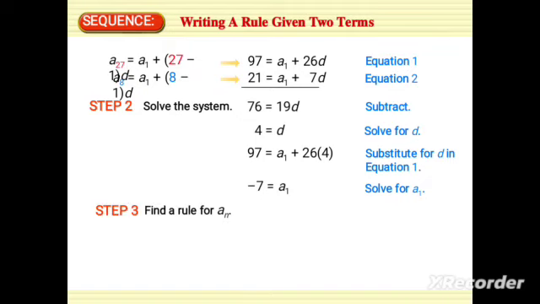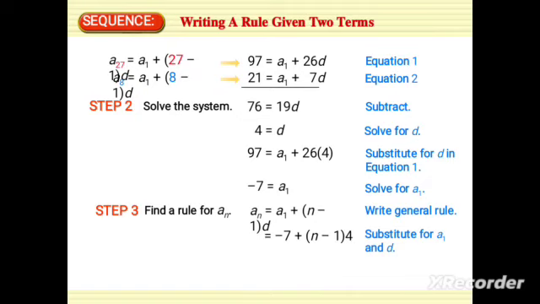So with that information, we can now write a rule for the nth term, and that brings us to step number 3. So we have a plus (n minus 1) d, that is the general rule. And now we have the nth term to be, after simplifying, -11 plus 4n. That is our nth term.